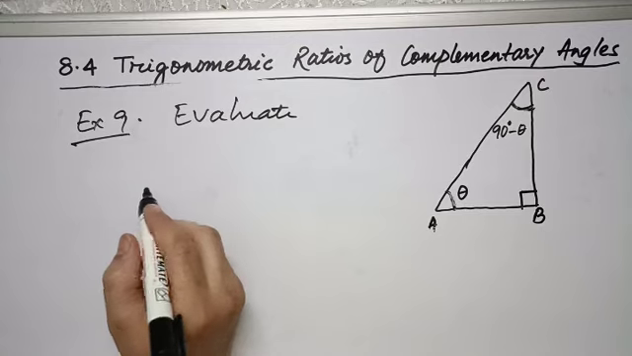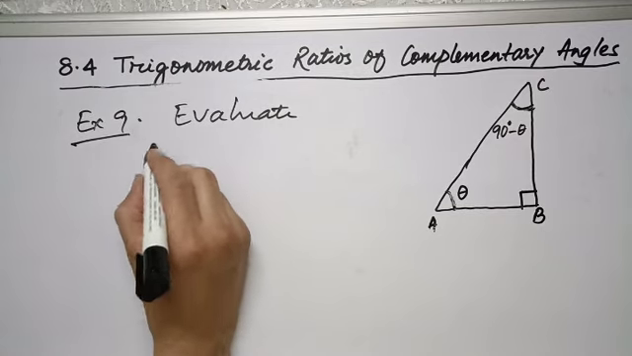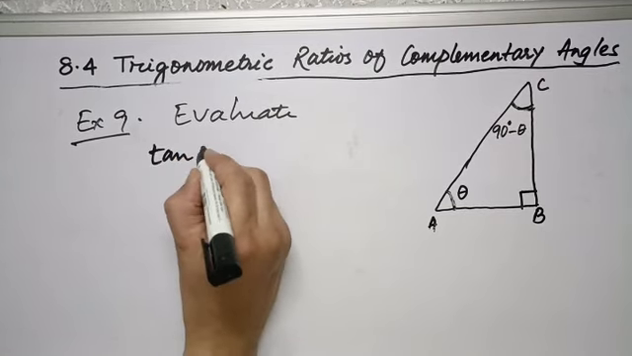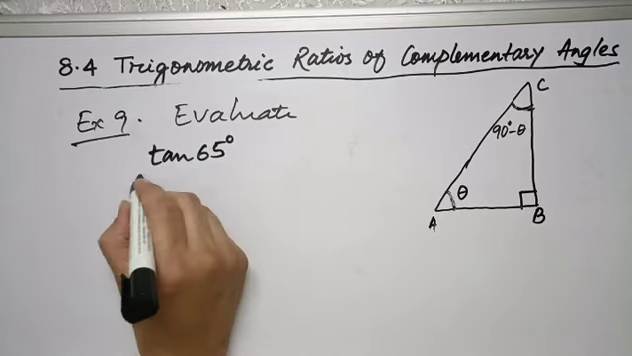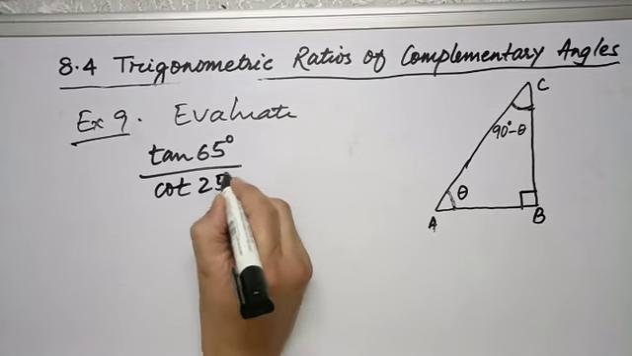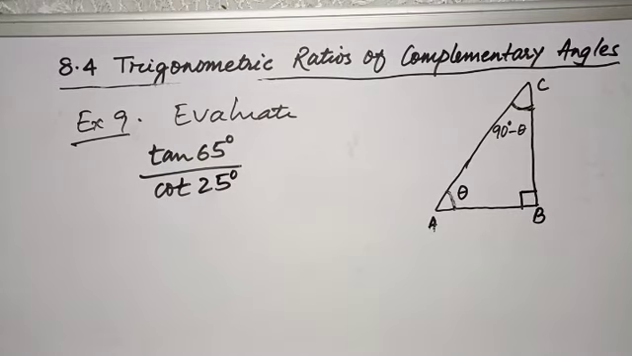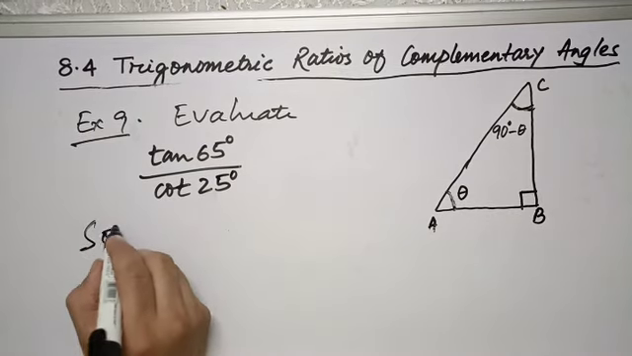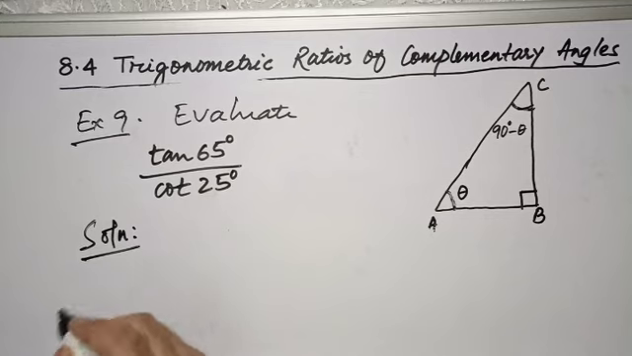Evaluate. What you have to evaluate? You have to evaluate tan 65 degree by cot 25 degree. This you have to evaluate. So let us evaluate and see what this question means to say.